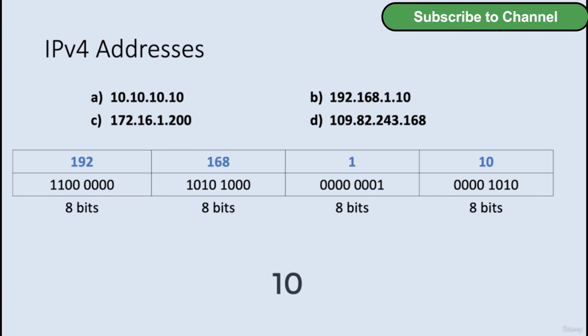192.168.1.1. The first octet, which is 192, is composed of 8 bits, the same as each of the other 3 octets, which consist of 8 bits. The second row of the table shows the binary conversion of each decimal value. And in the next slide, we are going to learn the binary to decimal conversion.